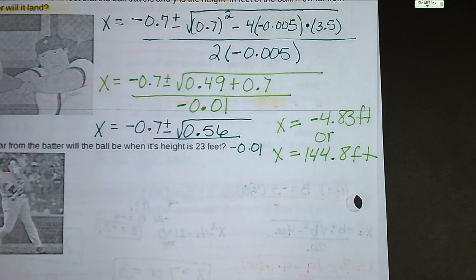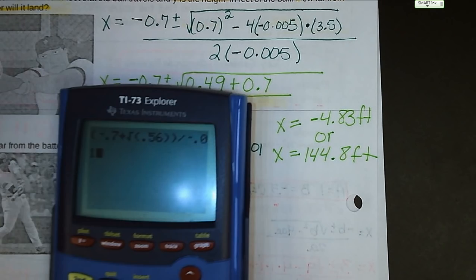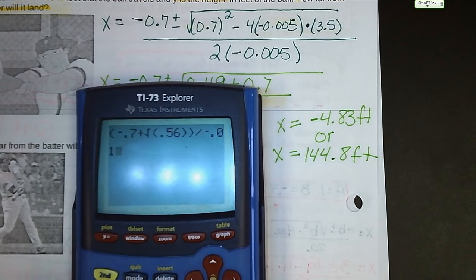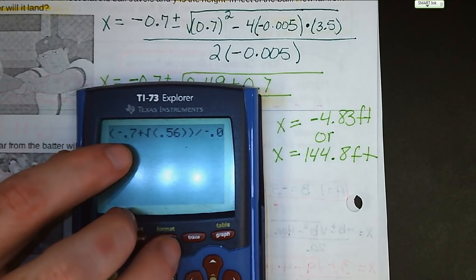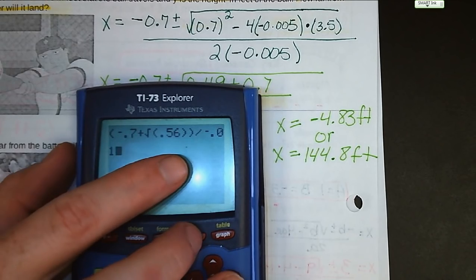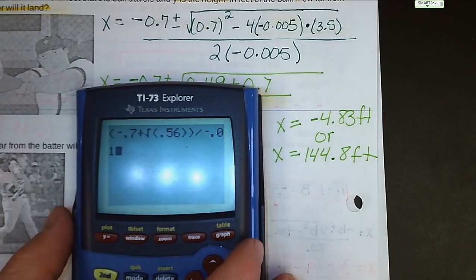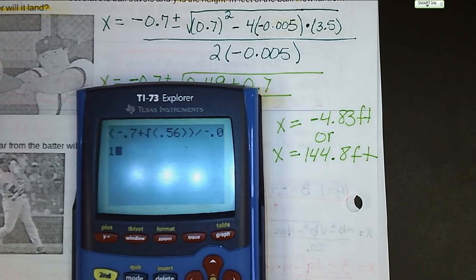And I'm going to show you the example. What you need to do is make sure that you put the numerator of the fraction, the negative 0.7 plus the square root of 56, inside parentheses, so that by order of operations, it's going to do that addition before you divide by the negative 0.01. Okay, and then when you do that, you'll get one of your answers, which was negative 4.83 feet.